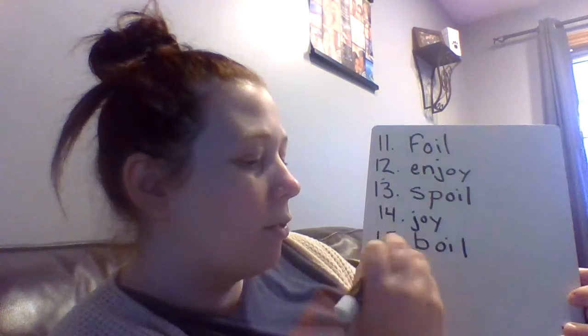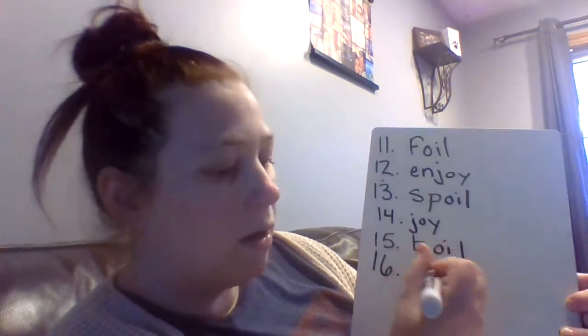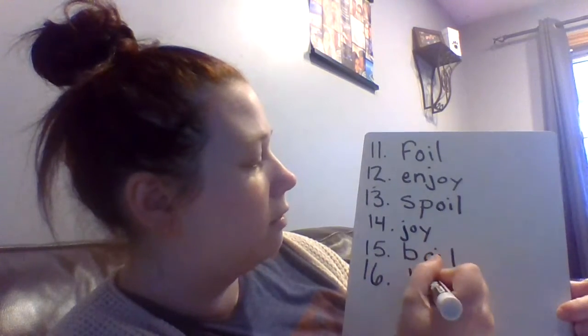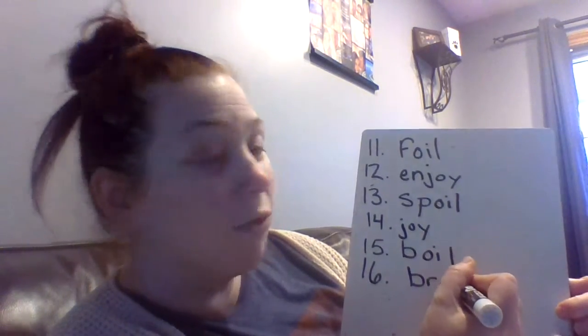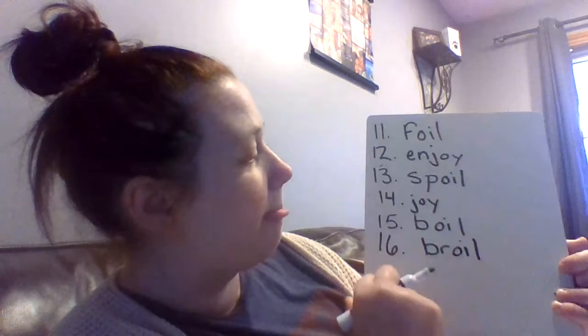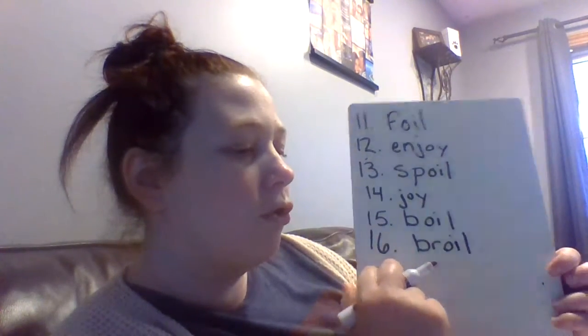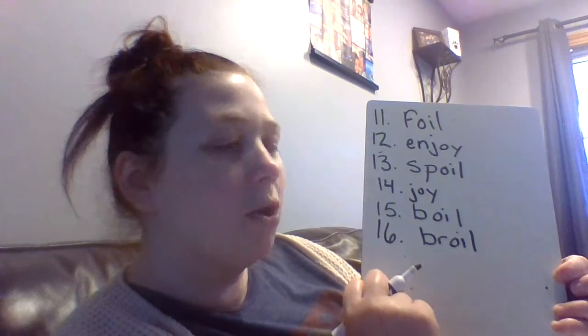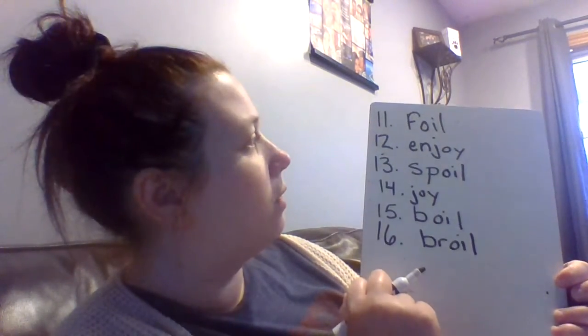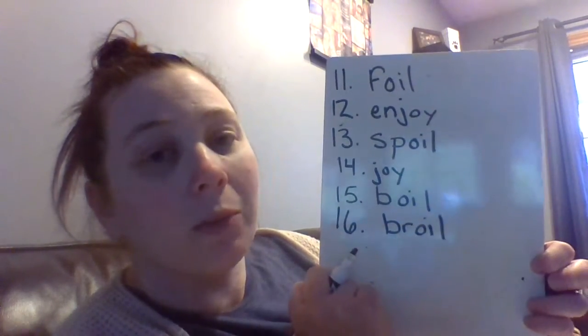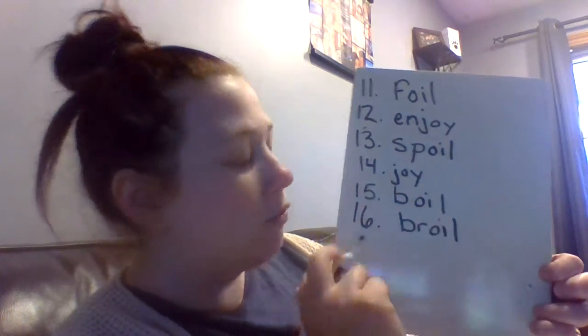And then number 16, we have broil. Almost looks like the same word, but it's not. All right, looking at those words, can you see what picture over to the side matches that word? Go ahead and draw a line to that one. And make sure that you have all these. I'm going to erase them so we can move on to our next group of words.